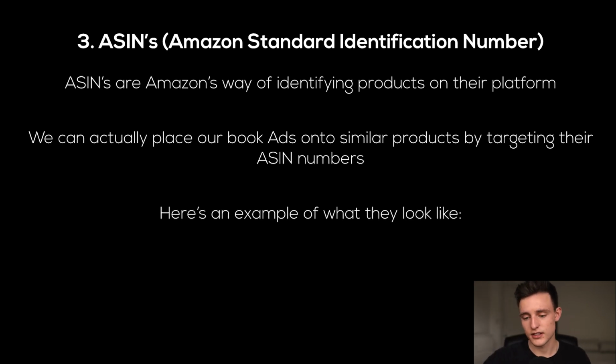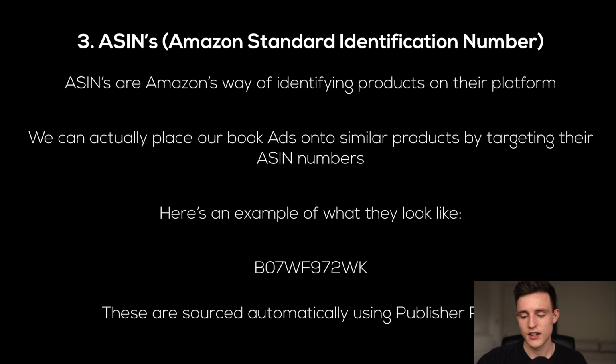Here's an example of what an ASIN looks like. It's just like a random assortment of numbers and letters. Well, it's not random to Amazon, but it looks random. It's just numbers and letters. And these are sourced automatically using Publisher Rocket. So we use the Publisher Rocket method to find these kinds of target words.